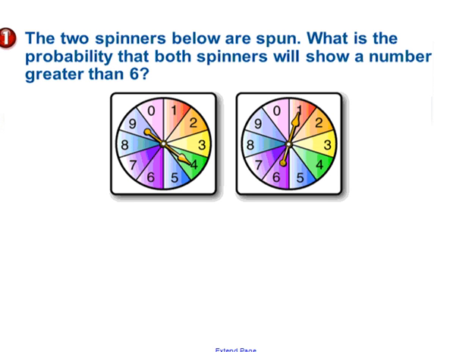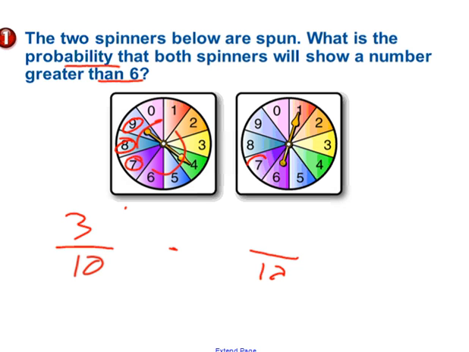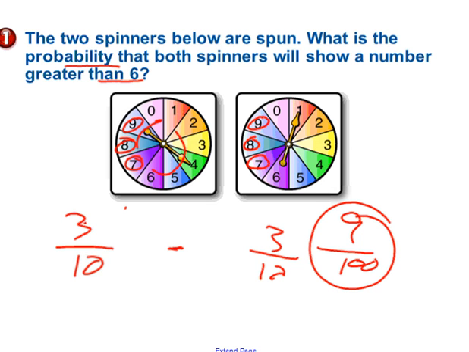So we've got two spinners here, numbered 1 through 0. So there are 10 different possible outcomes on the first one, and there are 10 different possible outcomes on the second one. Says the two spinners below are spun. What is the probability that both spinners will show a number greater than 6? Well, numbers greater than 6 are 7, 8, and 9. So there are three numbers for this one that are greater than 6, and there are three numbers for that one that are greater than 6. So 3 times 3 is 9. 10 times 10 is 100. So there's a 9 out of 100 chance that both of them are going to spin something greater than 6.